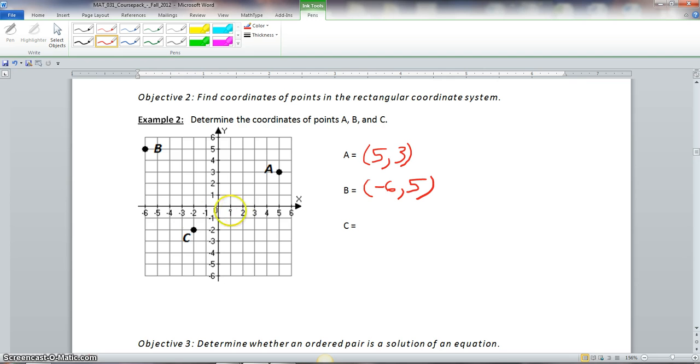Okay, class, we need to look at the ordered pair for C. So we start again at the origin. Now we look at our x value. We have to go 2 to the left of the origin, so our x value would be -2. Now from this -2, you notice we have to go down 2, so our y value would be -2. And our ordered pair is -2, -2.